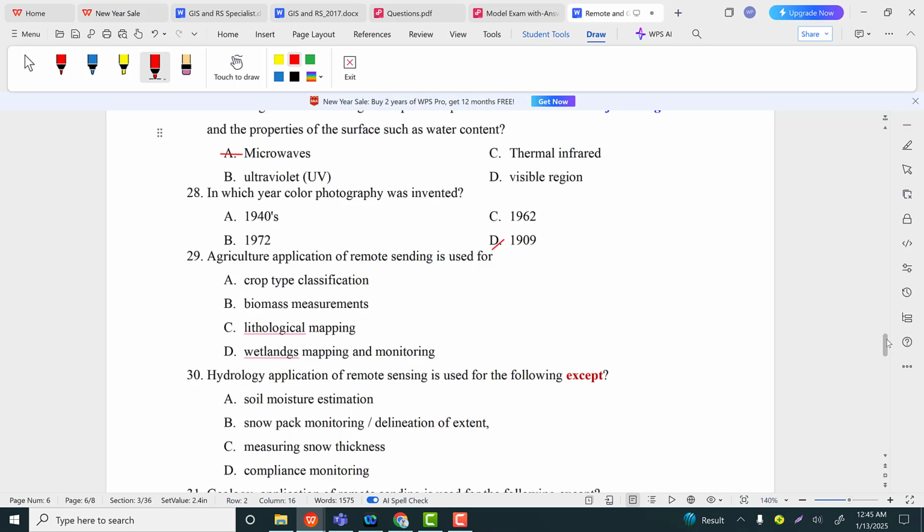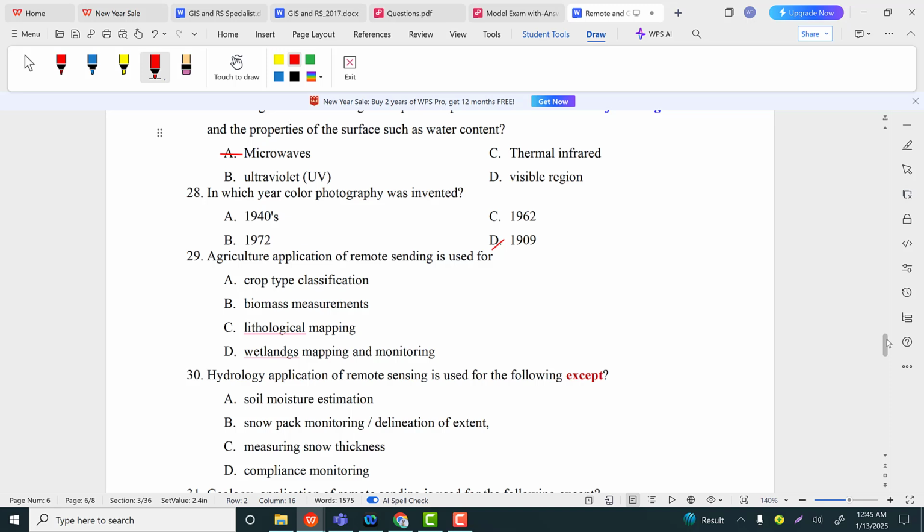Question number 29. Agriculture application of remote sensing is used for A. Crop type classification, B. Biomass measurement, C. Lithological mapping, D. Wetland mapping and monitoring.